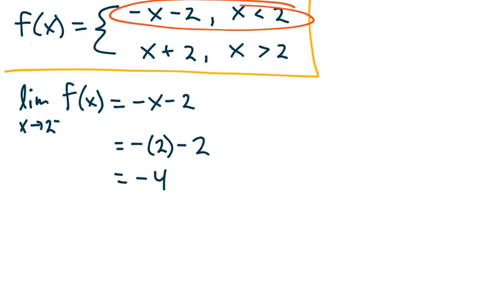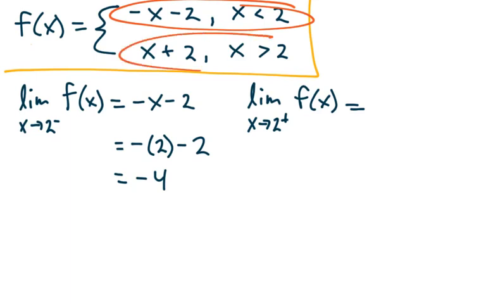And then over here, we're going to evaluate the limit as x approaches 2 from the positive side of our function. Okay, so if we're coming from the positive side, we're looking for values of x greater than 2, so we're going to use the second function here. We put 2 into that, and we get 2 plus 2, and that equals 4.